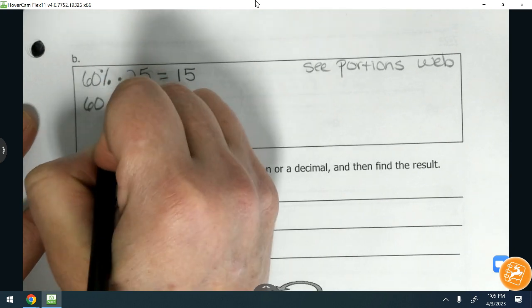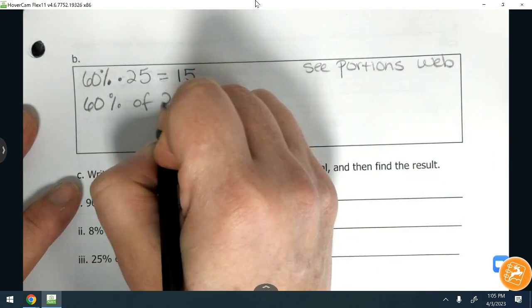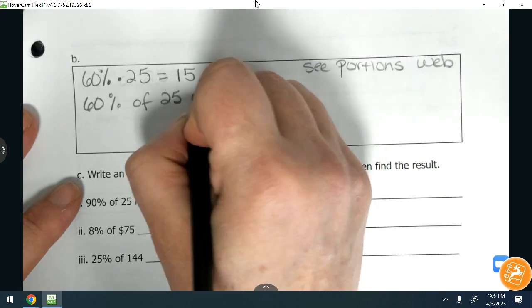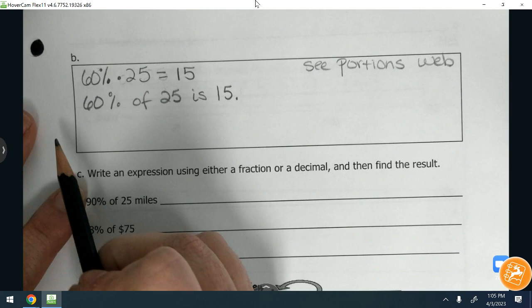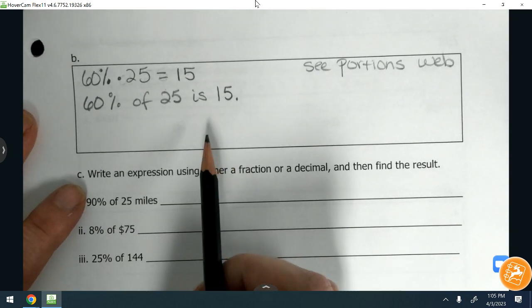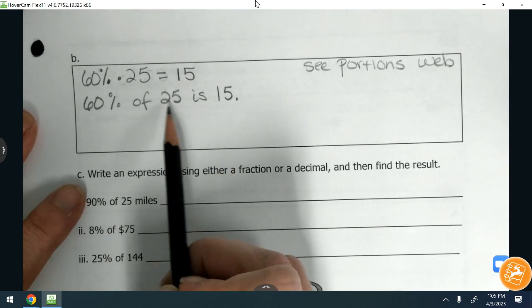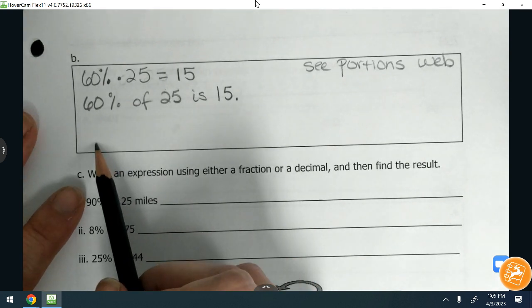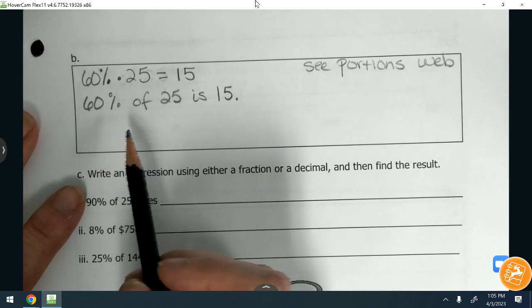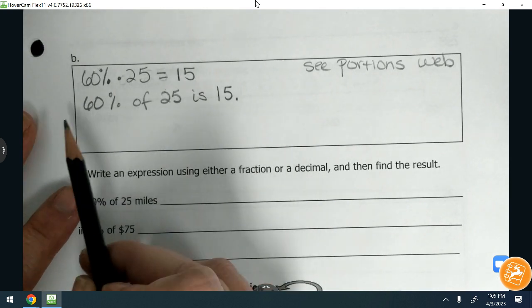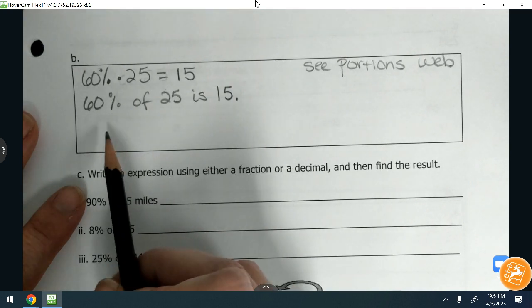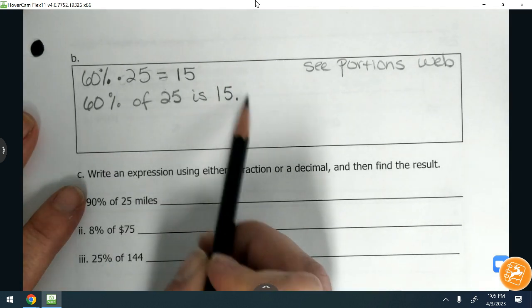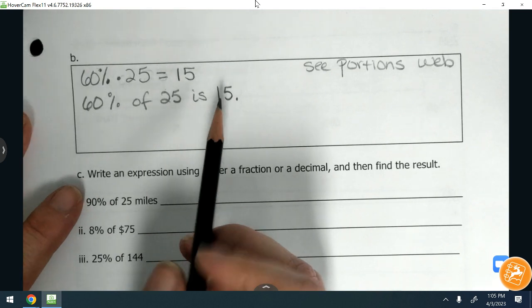And the way that I can write it in words is 60% of 25, which is what I was writing just a moment ago, is 15. So that's using words. And the reason why I write it in this order is because it doesn't make sense for me to say 25 of 60% is 15. So a lot of that has to do more with our grammar than anything else, to be honest. So it does change the order of things, but we should still get the same value.